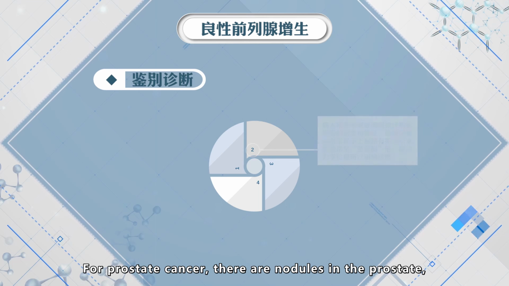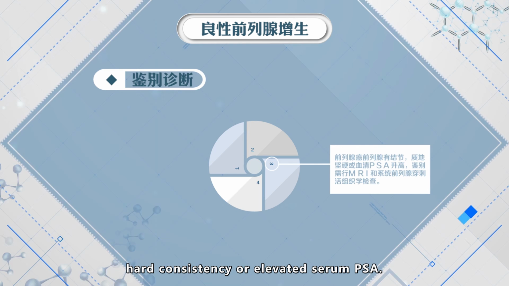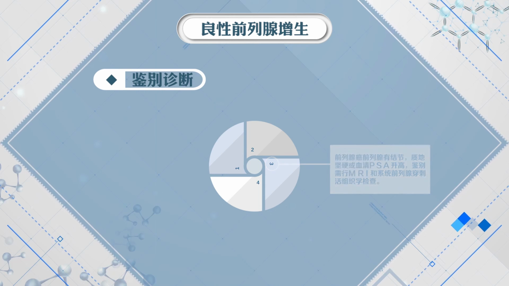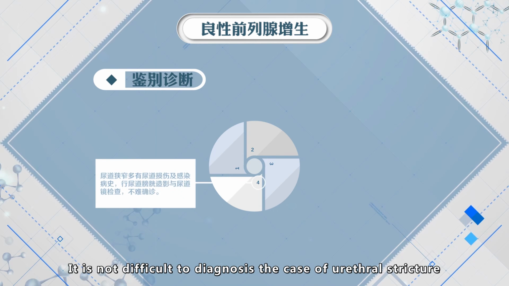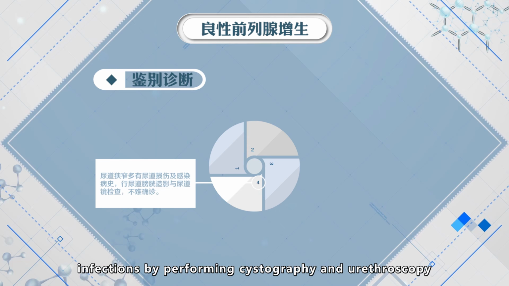For prostate cancer, there are nodules in the prostate, hard consistency, or elevated serum PSA. MRI and systematic prostate biopsy are required for differentiation. It is not difficult to diagnose the case of urethral stricture with urethral injuries and the medical history of infection by performing cystography and ureteroscopy.